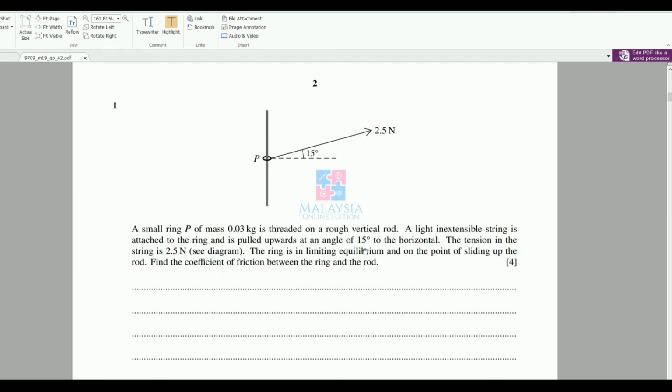Okay, so the first thing that you should be looking at is the ring is in limiting equilibrium. Okay, meaning that the forces in the x and y direction will be equal, or the resultant force will be 0. And if it is at the point of sliding up, and remember that this is a rough vertical rod, that means the friction will be acting downwards. Okay, so that is the thing that you need to understand.